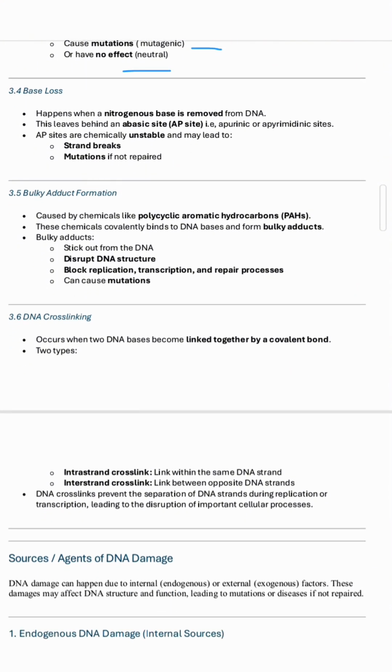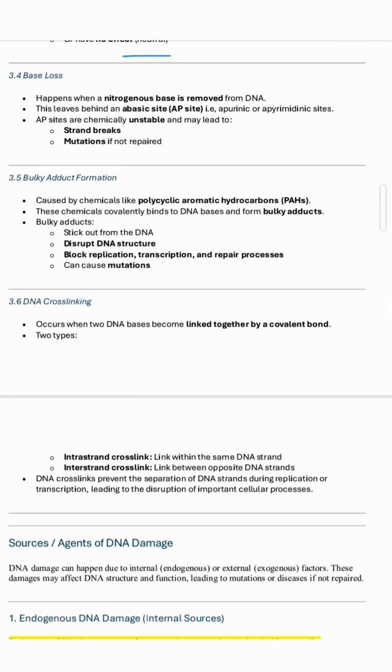Fifth one is the bulky adduct formation. It is caused by chemicals like polycyclic aromatic hydrocarbons (PAHs). These chemicals covalently bind to the DNA bases and form bulky adducts. These adducts disrupt the DNA structure, block replication, transcription, or other repair processes, and can cause mutations.